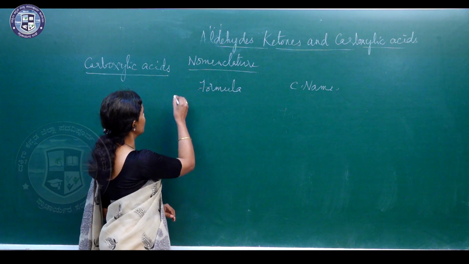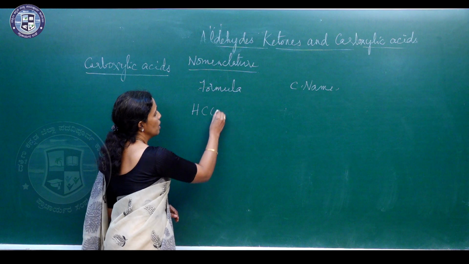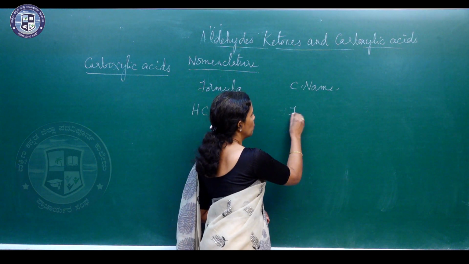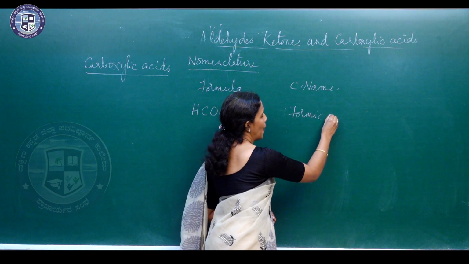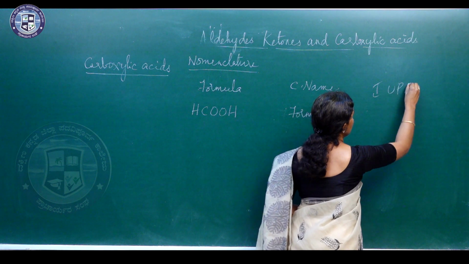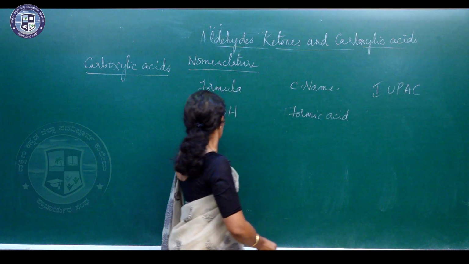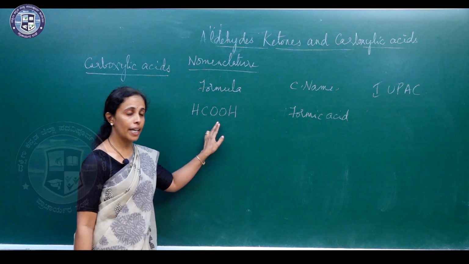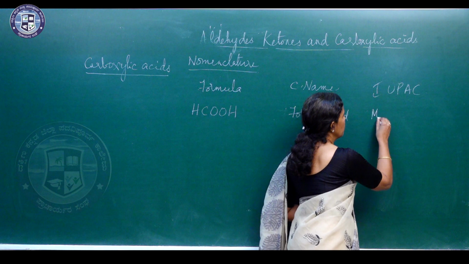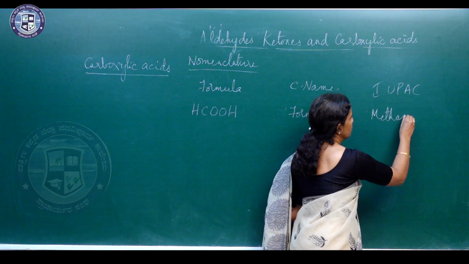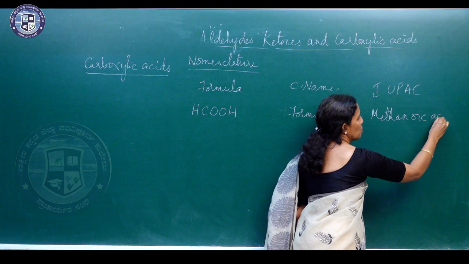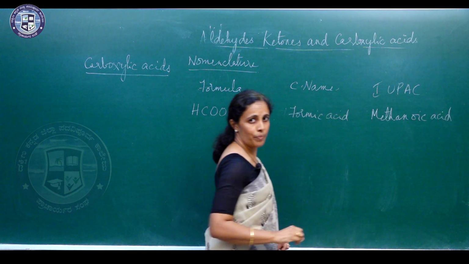The first member of the carboxylic series is HCOOH. The common name you already know: it is formic acid. For the IUPAC name, the corresponding alkane is methane because there is one carbon atom in it. So, it begins with methane and the E is replaced by oic acid. So, you call it methanoic acid.